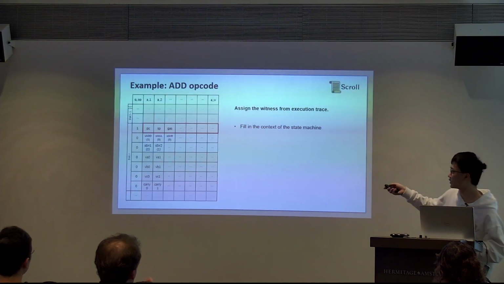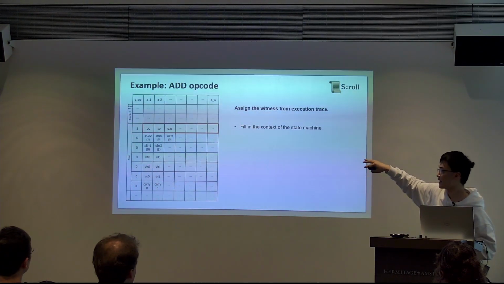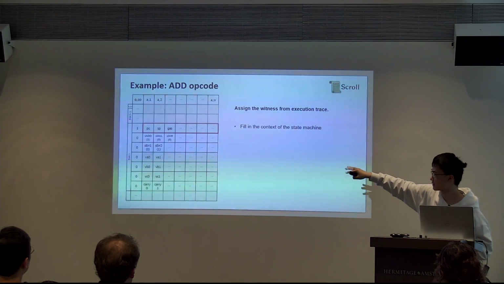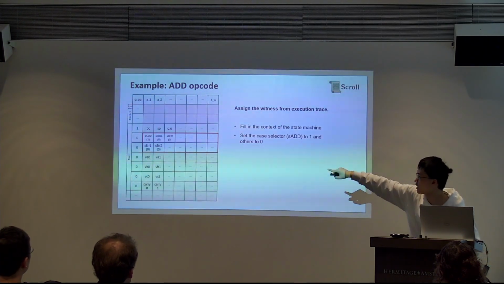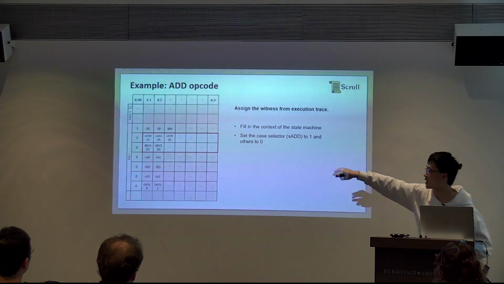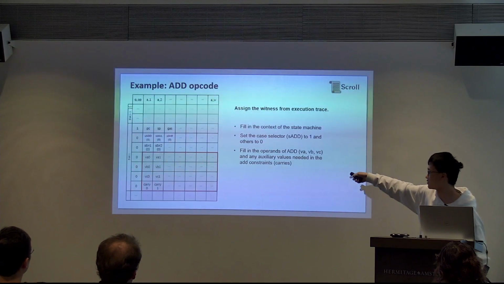So firstly, you need to fill in the context of the state machine, like if you are executing this state, what's your program counter number, what's your stack pointer number, and what's your gas. And secondly, you need to set sadd to be 1. Others are just 0. And then you need to fill in the operands of add.